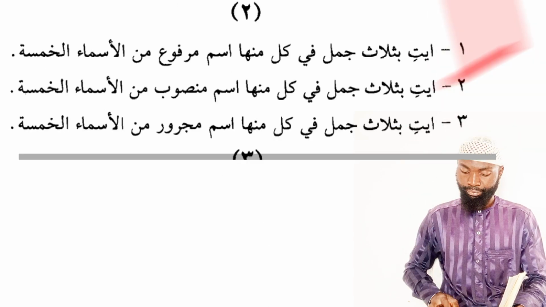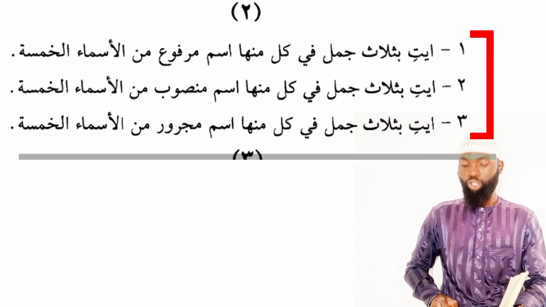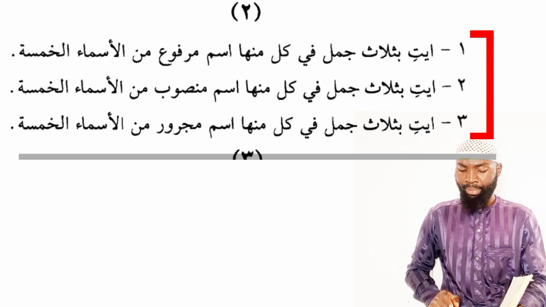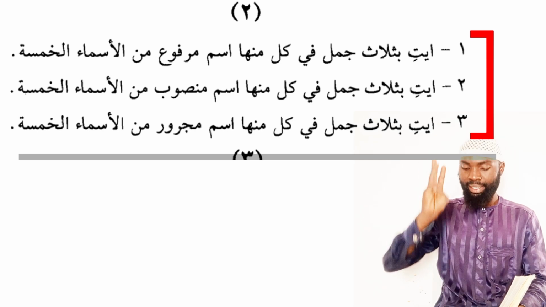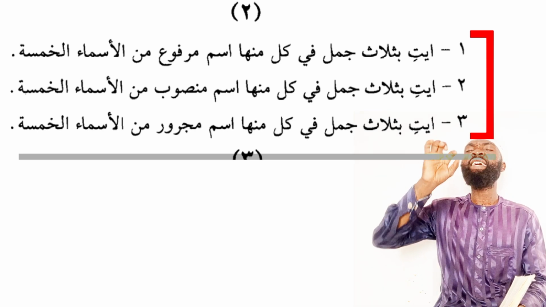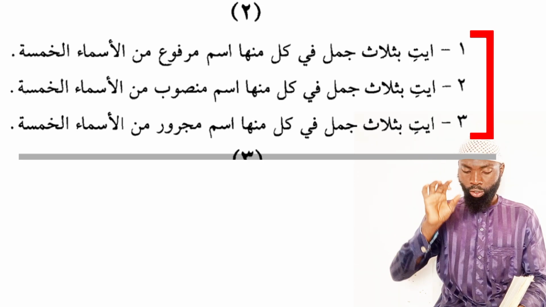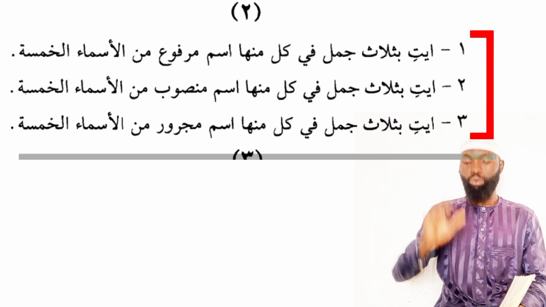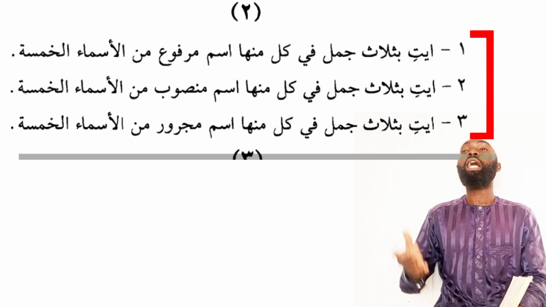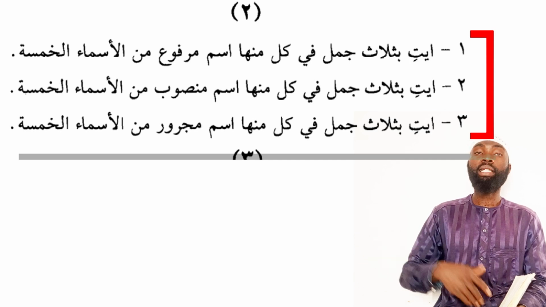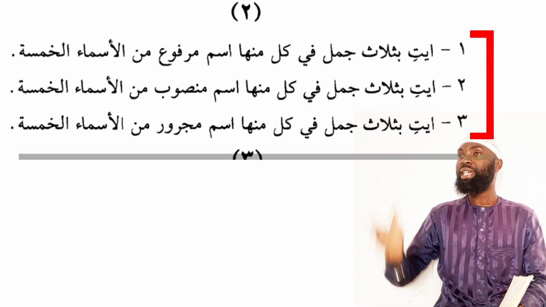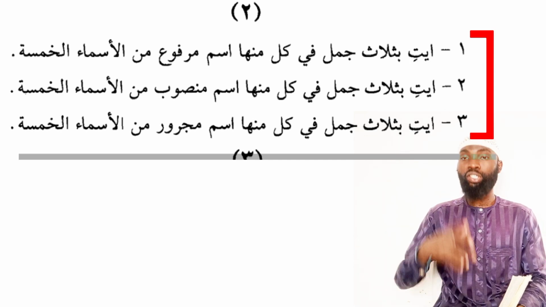You can solve them. Tamrin ath-thani, exercise number 2, we have number 1. He said, iti bi thalathi jumalin fi kullin minha ismun marfu' min al-asma'il khamsa. You are to form 3 sentences, each of them should have a noun in the nominative case coming from the 5 nouns. I can say hadara abu Muhammadin. Muhammad's father attended. You can see abu in nominative case. You can solve the remaining 2.